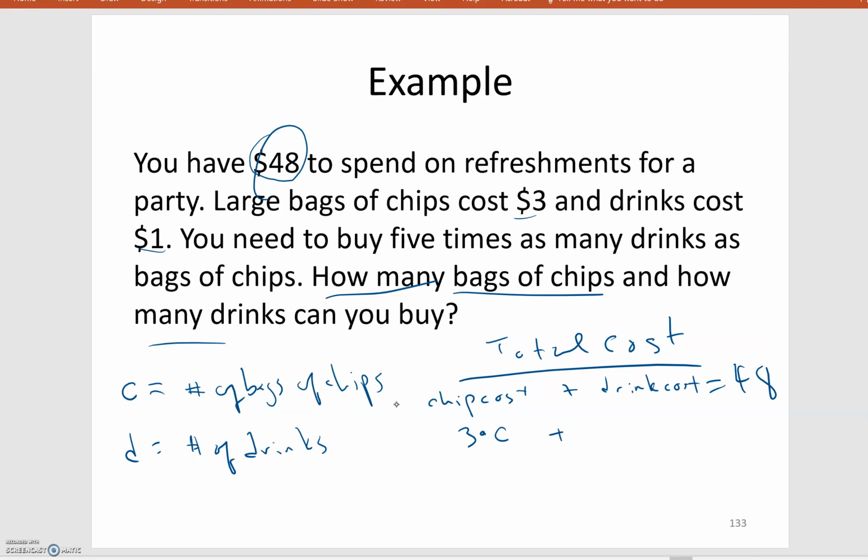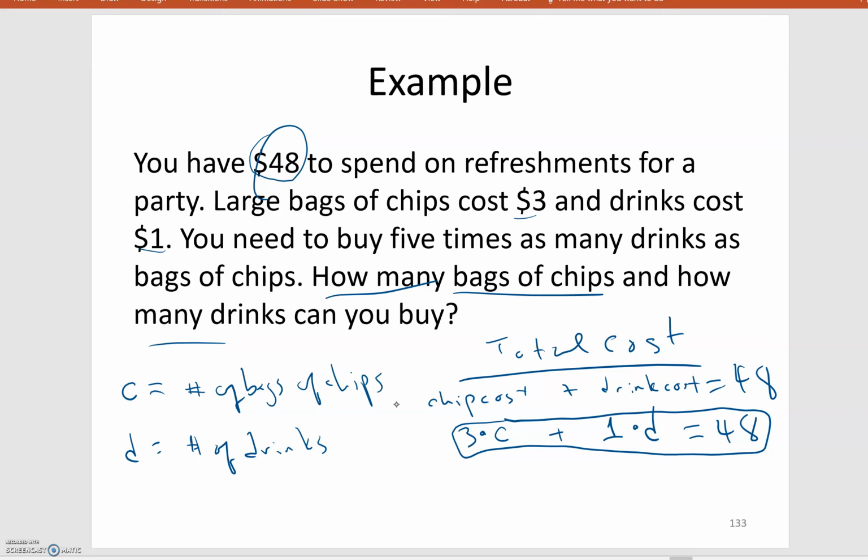My drink cost is going to be the number of drinks times the cost of a drink, which is $1. So that's going to be 1 times D, and that equals 48. So that sum equals 48. So there you go. There is one equation. But we need another one.